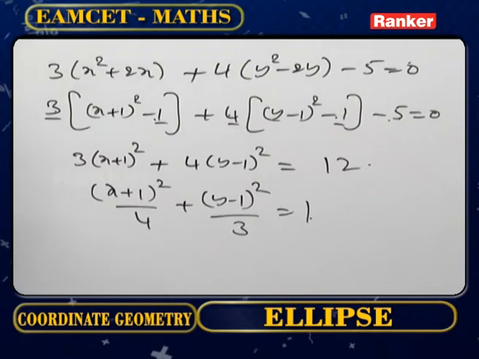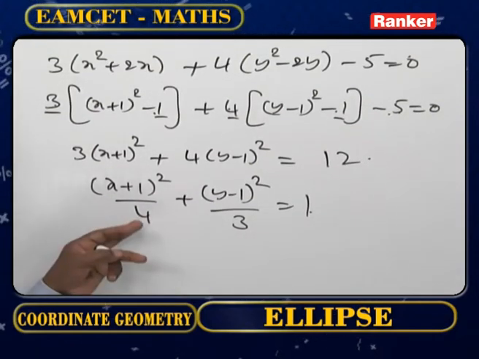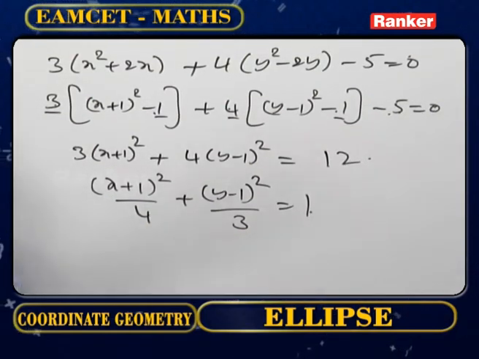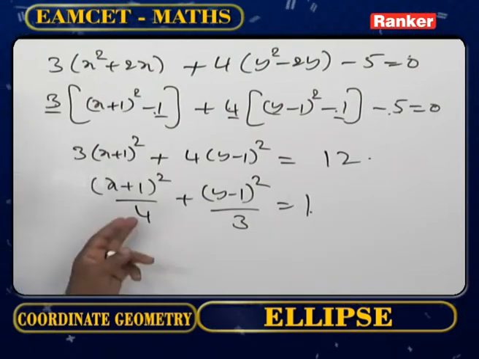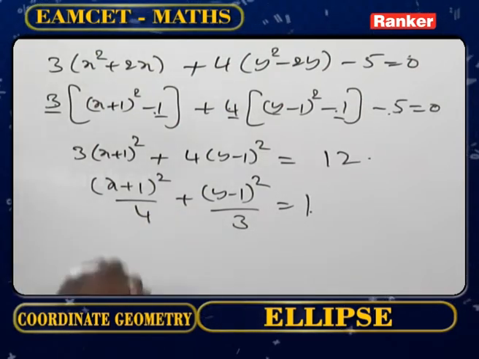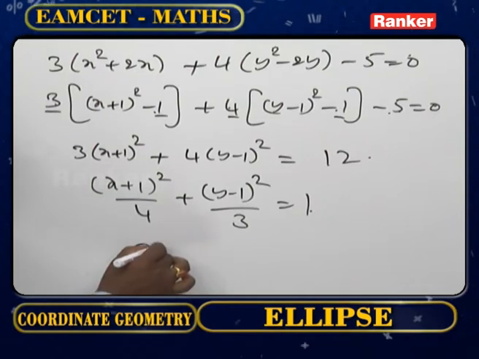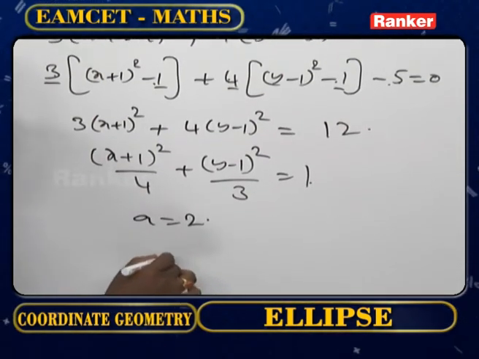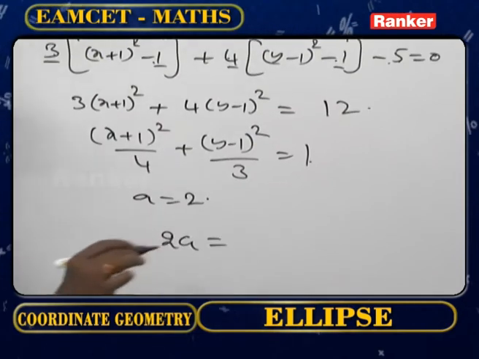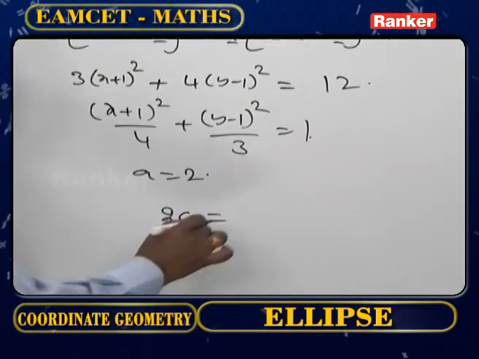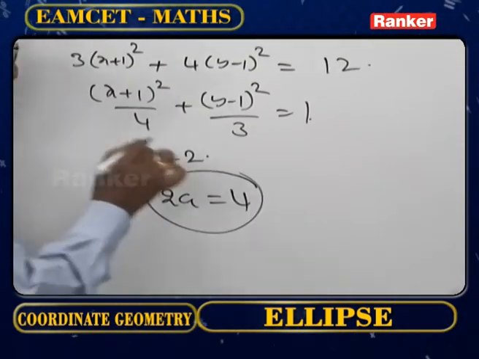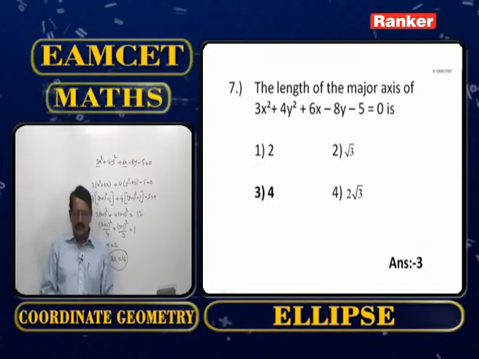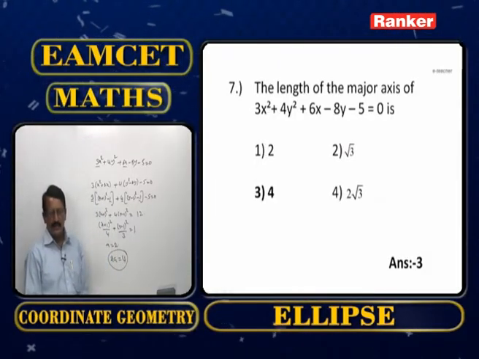Here a square is greater than b square, because a square equals 4 and b square equals 3. Now a square equals 4, then a equals 2. The length of the major axis equals 2a, which equals 4. The length of the major axis equals 4. Third option is correct.